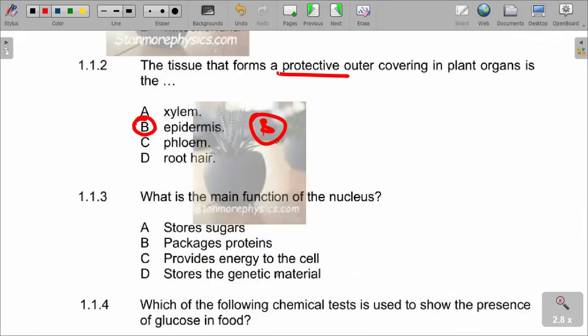So what is the main function of the nucleus? The main function of the nucleus is that it is responsible for the storage of genetic information. It is where the genetic information of an organism is found, to say that the characteristics that an organism contains are stored in the nucleus. So the nucleus is basically responsible for the storage of the genetic composition of an organism.